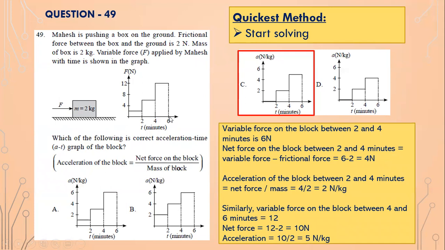And between 4 and 6, what is the variable force? 12. So what is the net force? Variable force minus frictional force. So 12 minus 2 is 10 newtons. So acceleration is net force upon mass. So 10 upon 2, mass is 2 kg. So 10 upon 2 is 5 newtons per kg. So that's why this 5. So the correct option is option C.